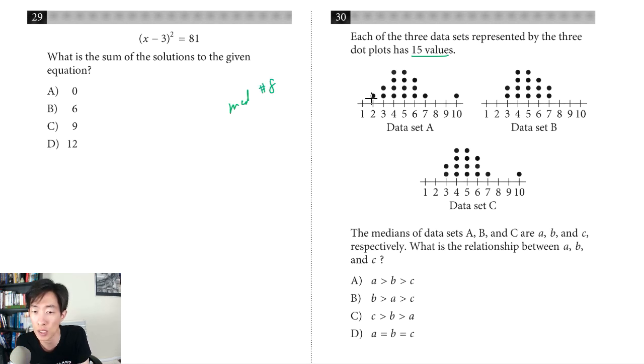So what we can do is we can count them off in numerical order and see which one the 8th is. Let's do that. Data set A, 1, 2, 3, 4, 5, 6, 7, 8. So the median is right over here. Or it could be any of these if you're counting up.